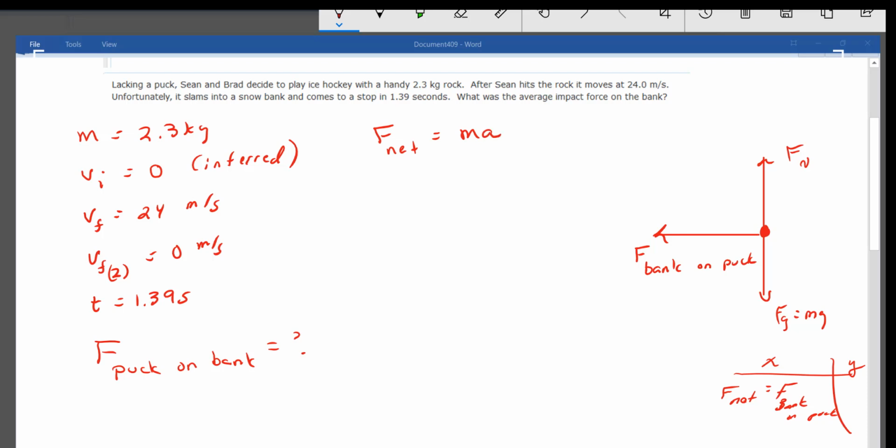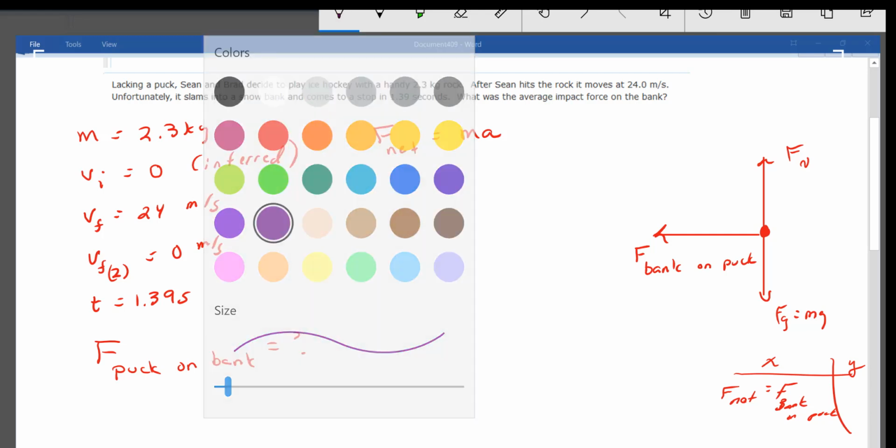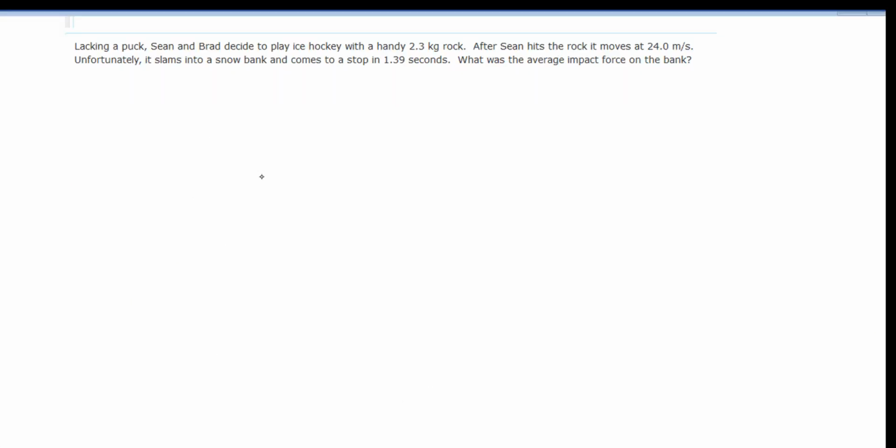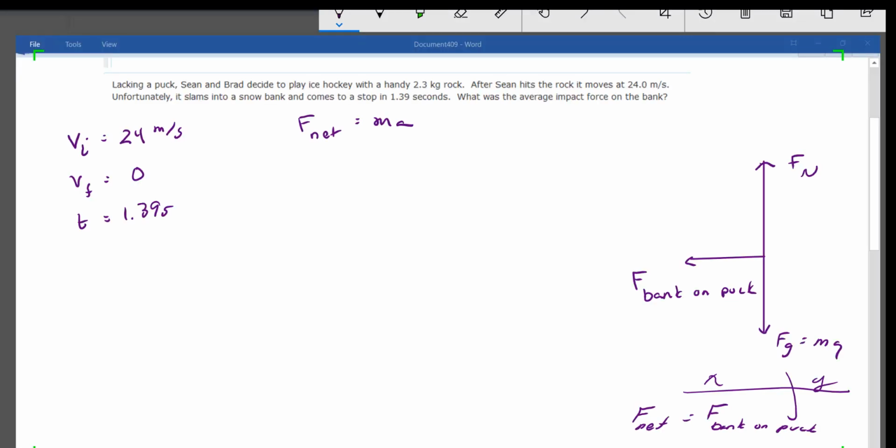Now that doesn't really help me find F net, so I'm going to use F net equals ma, and I've got a mass, but I don't have the acceleration. So I'm going to have to use my kinematic equations to find the acceleration. And at this point, I've decided that Vi equals 0 is just wrong, and I'm going to rewrite my whole problem. So now I've cleverly rewritten it, so Vi is 24 and Vf is 0, and I'm going to use the simple equation Vf equals Vi plus at to find my acceleration.